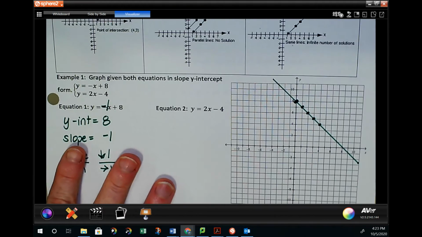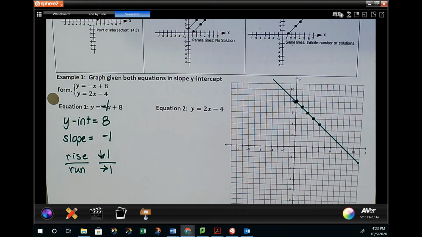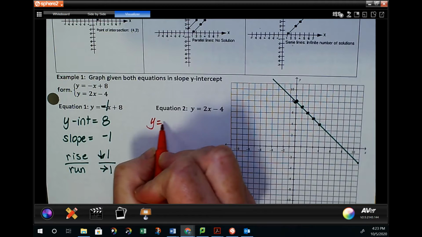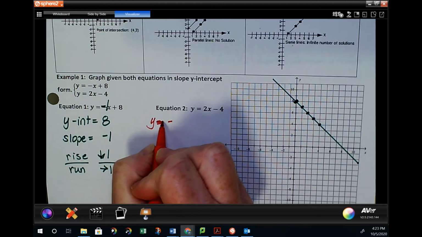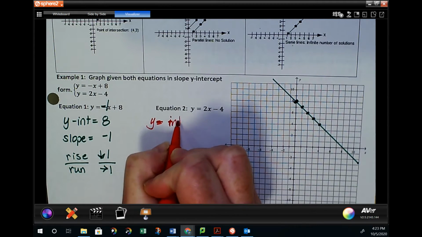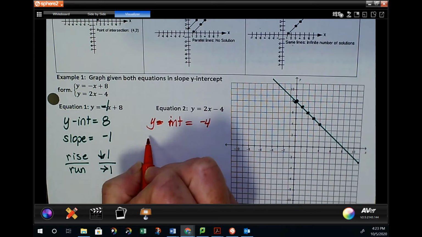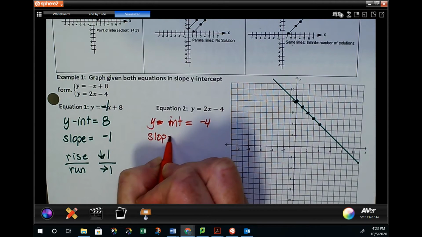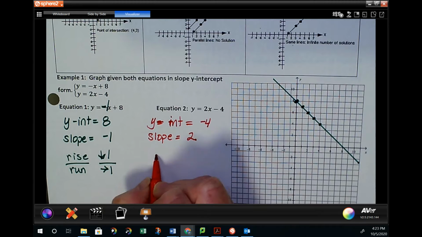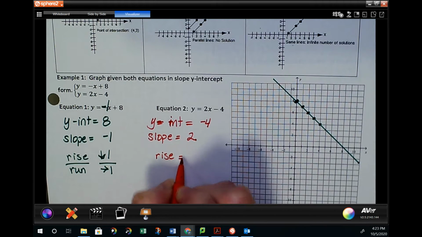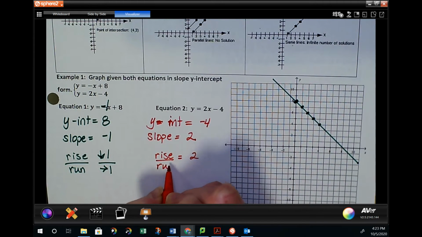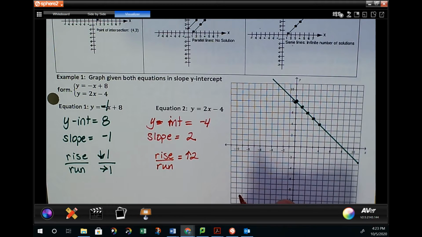And again, equation 2 is in y-intercept form, so now we're going to do the same thing. My y-intercept is negative 4, and then my slope is 2. So my rise is going to be 2, and it's positive, so that means I'm going to go up. My run, I just make that into a fraction, 2 over 1, so that means I move to the right 1.